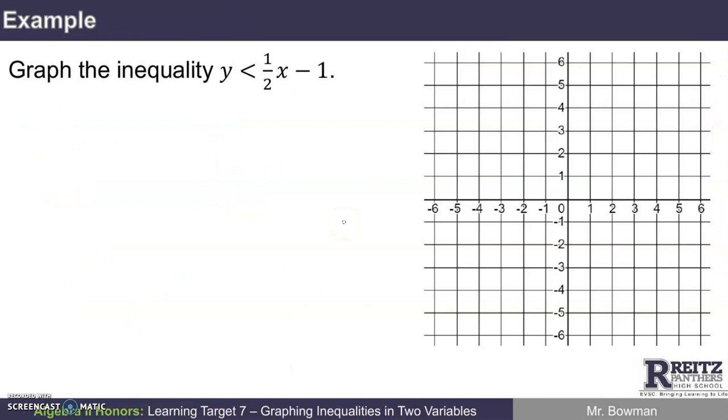Okay, here's another example. We want to graph the inequality y is less than 1/2 x minus 1. What I know about the boundary line is that it's going to be the line whose equation looks a lot like this inequality. It's going to be the line y equals 1/2 x minus 1. Think of that as my boundary.